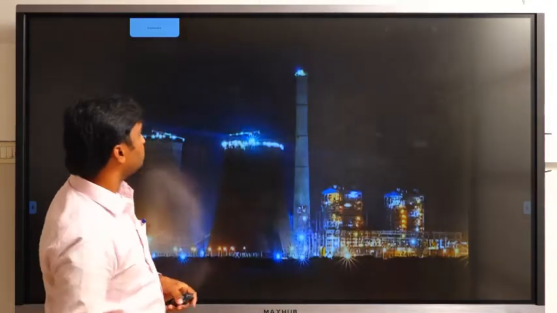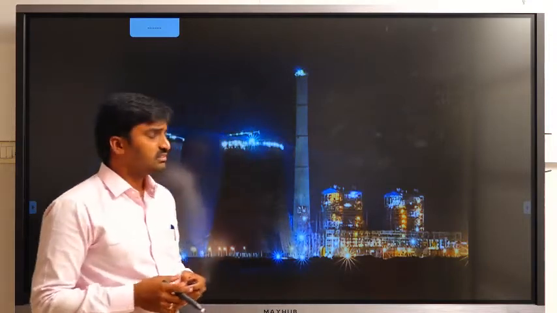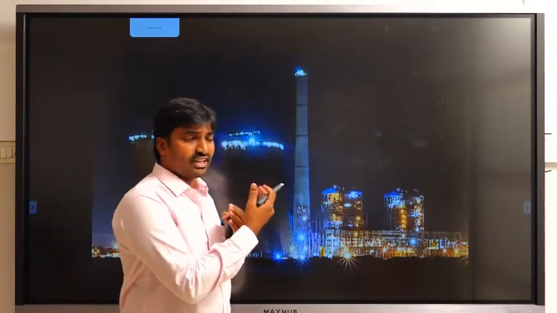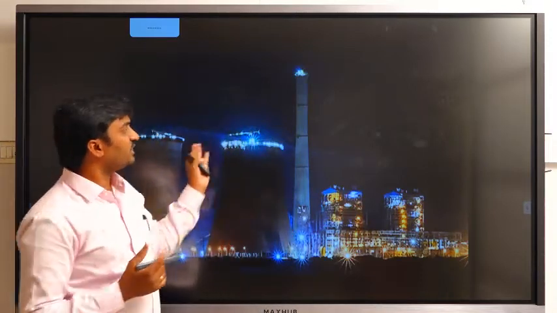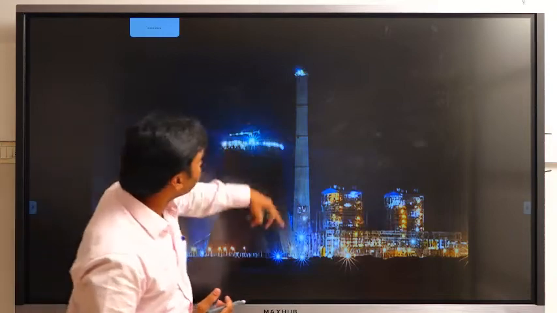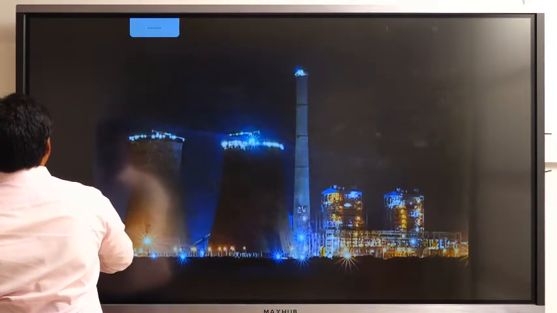From here, we have several main advantages of steam power plants. At the same time, we also have disadvantages. So what are the disadvantages of steam power plants? See here, steam power plants continuously emit gases.